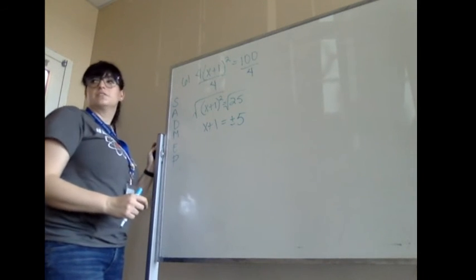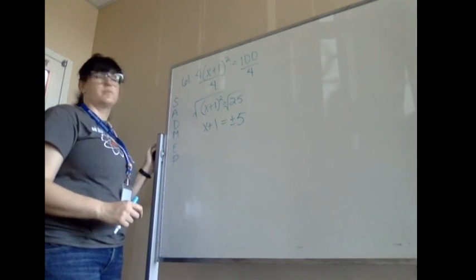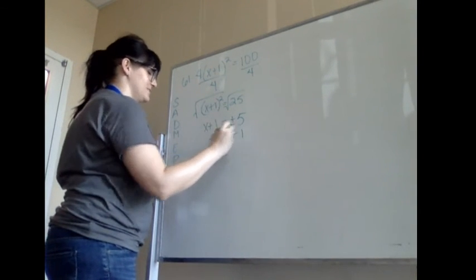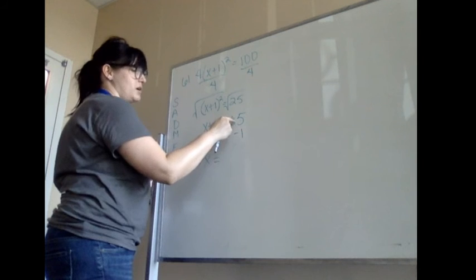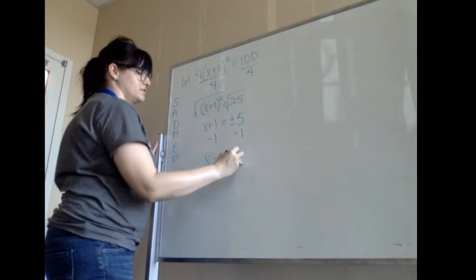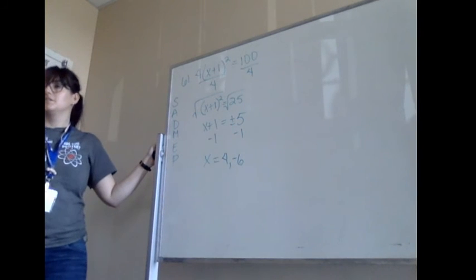Wait, but you said we need to get x by itself, so what about the 1? I'm not done yet. Very good, Justin. Minus 1, minus 1. So if I had positive 5 minus 1, x is 4. If I had negative 5 minus 1, x is negative 6. I think I messed that up on the homework.